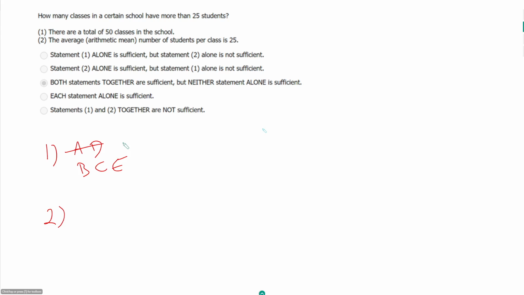Statement 2, the average number of students per class is 25. So average is equal to, in this case, we're talking about students per class, so it's going to be total students over my number of classrooms. So the easiest way, if we just want to come up with some examples here, is put 25 students in each classroom. That should definitely give us an average of 25 students per class.